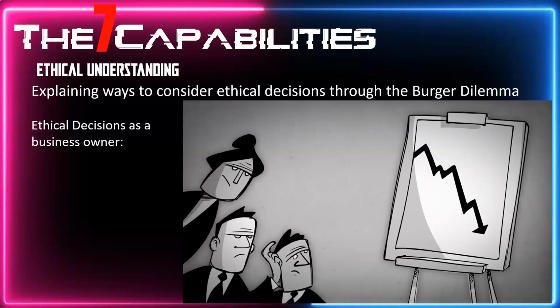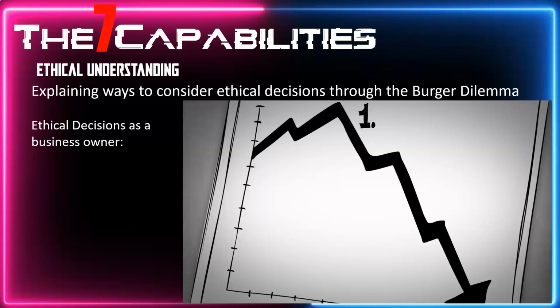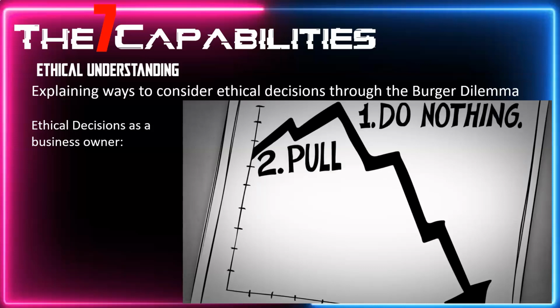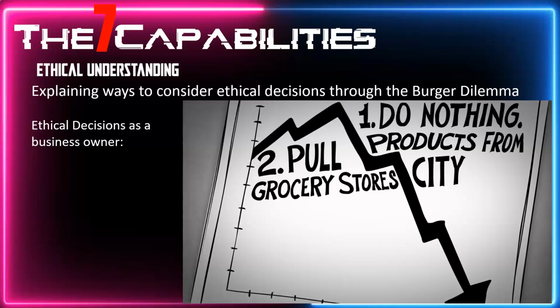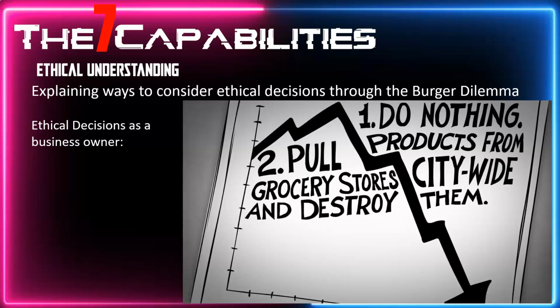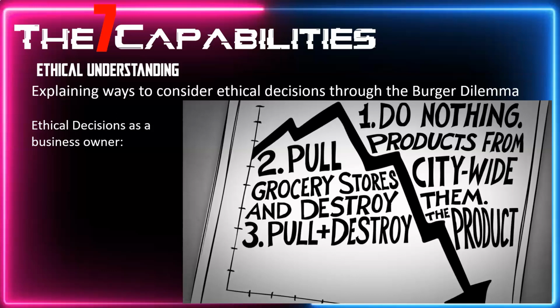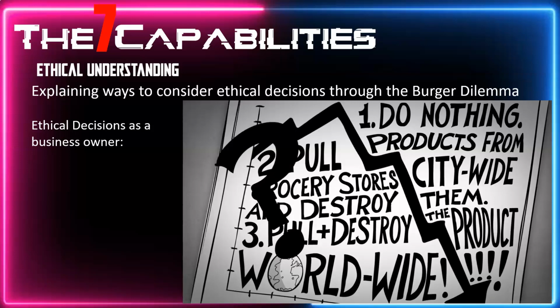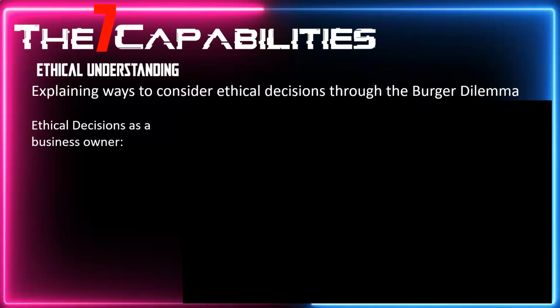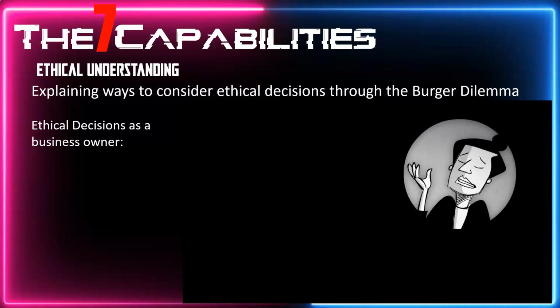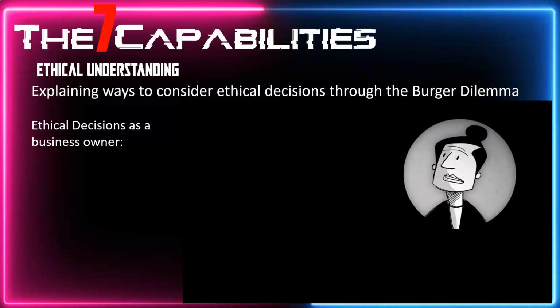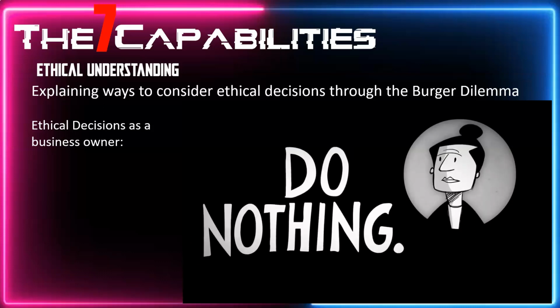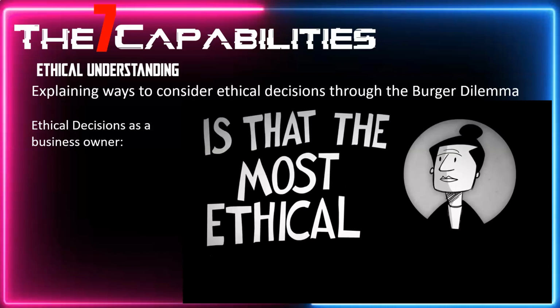Your team comes up with three options. One, do nothing. Two, pull the products from grocery stores citywide and destroy them. Or three, pull and destroy the product worldwide. Which do you choose? Your company lawyer explains that a recall is not required by law because the criminal is fully responsible. She recommends the first option, doing nothing, because recalling the product could look like an admission of fault. But is that the most ethical strategy?